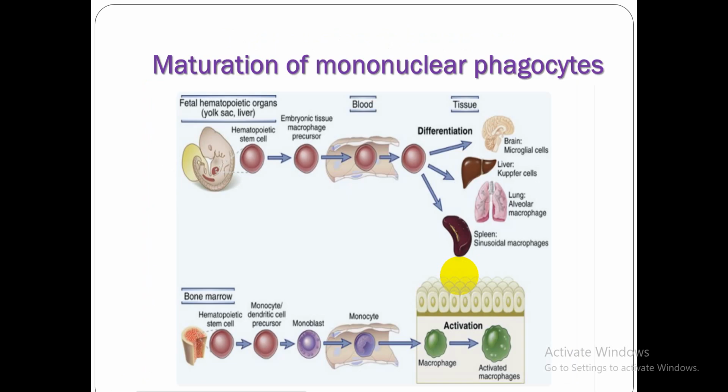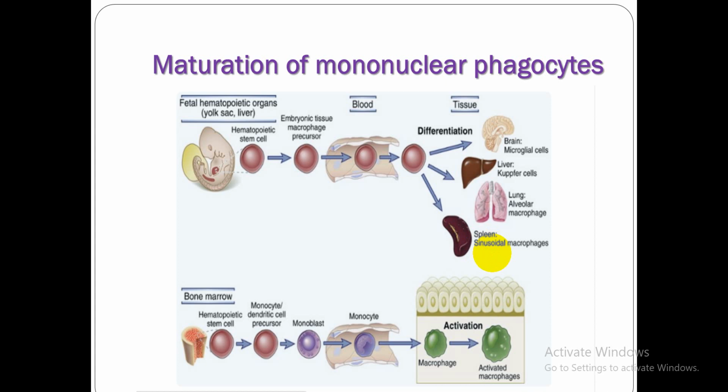About the maturation of mononuclear phagocytes, we have some macrophages that originate from fetal hematopoietic organs such as fetal liver or yolk sac, and they could differentiate to tissue-resident macrophages such as microglial cells, which are the macrophages that reside in the brain, Kupffer cells, which are macrophages in the liver, some alveolar macrophages in the lung, and some sinusoidal macrophages in the spleen.